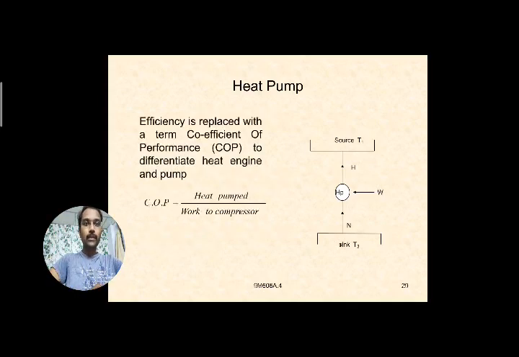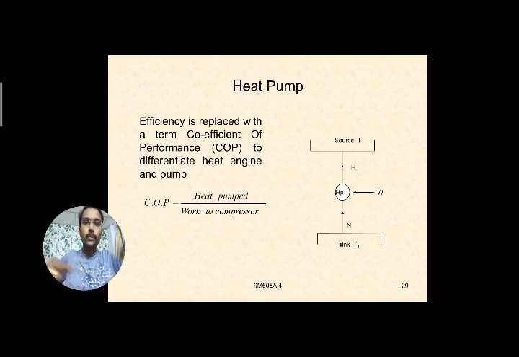Right. Instead of using efficiency, the term we can call it is the coefficient of performance, COP. To differentiate from a heat engine, which is completely vice versa of that: in a heat engine we generally use the terminology efficiency to determine the efficiency of the engine. Similarly, to determine the same thing in other terminology, we use the word COP. The same terminology we use for a refrigerator also.